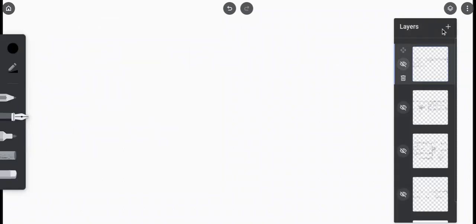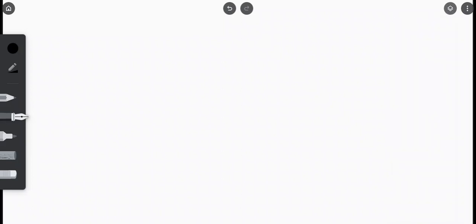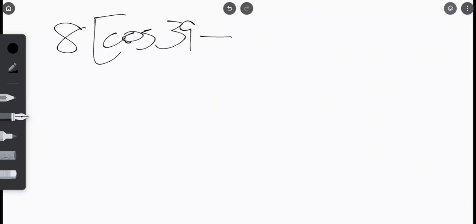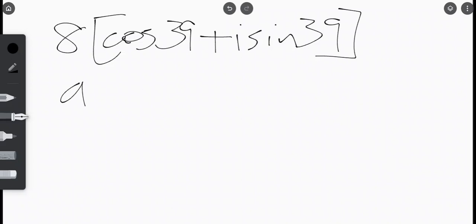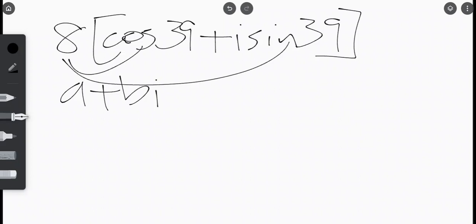Next, let's practice converting polar form into rectangular form. We're given 8 cosine of 39 plus i sine 39, and we're asked to write this in rectangular form, which is a plus bi. Well, this is much simpler. The way you do this is you distribute this 8 and plug your expressions into a calculator.